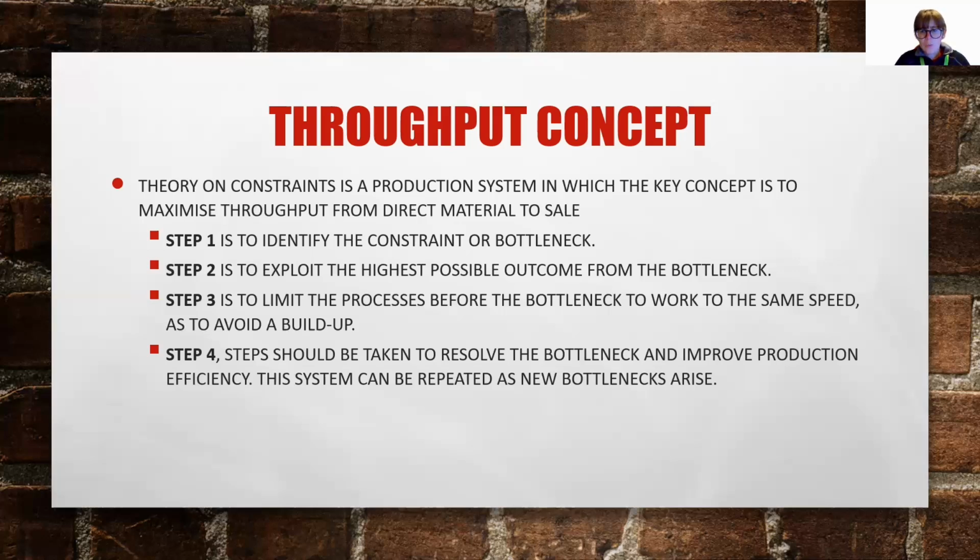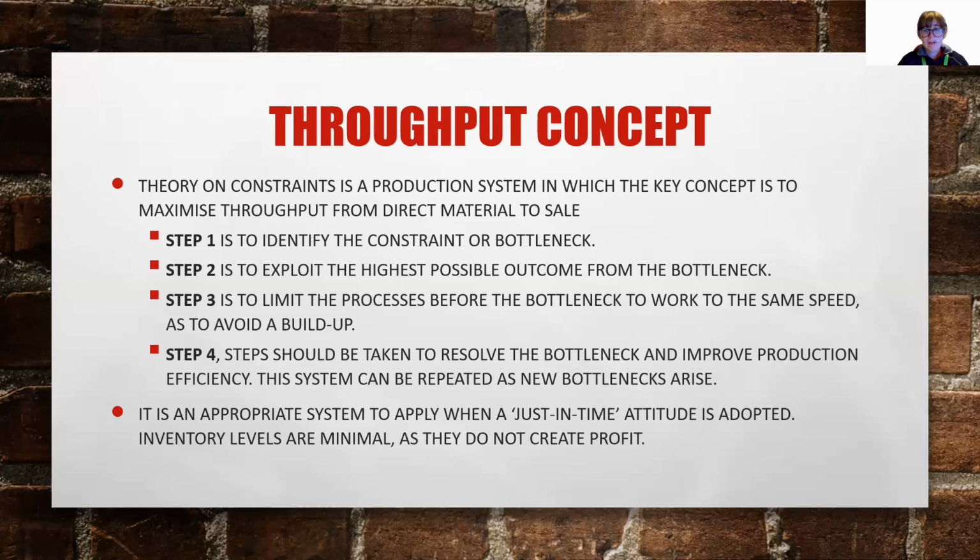And finally, then, we take the steps that we need in order to improve the production efficiency. This system is going to be continuously revised and continuously repeated up until we are satisfied that our bottlenecks are in the best production line for us. It is an appropriate system to apply when a just-in-time attitude is adopted, and that is important to remember. Inventory levels are going to be minimal. They do not create any profit.